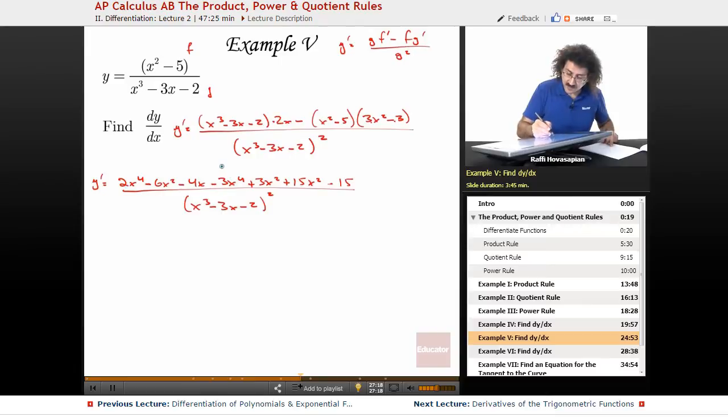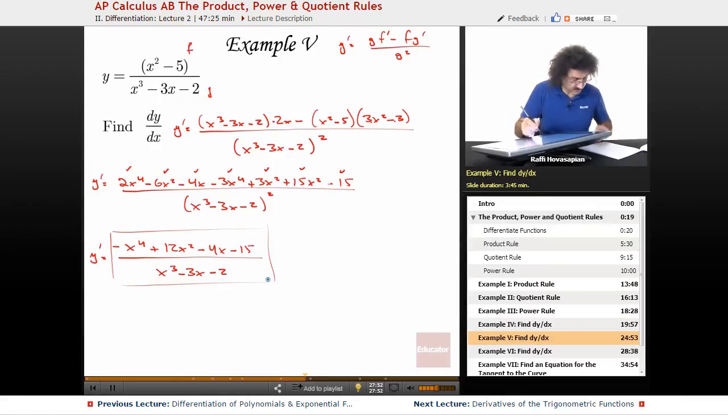2x to the 4th minus 3x to the 4th, that takes care of these. We get a minus x to the 4th minus 6x squared plus 3x squared is minus 3x squared plus 15x squared, so we get a plus 12x squared, and then we have minus 4x, and then we have our minus 15 all over x cubed minus 3x minus 2. That is y prime, or dy dx.